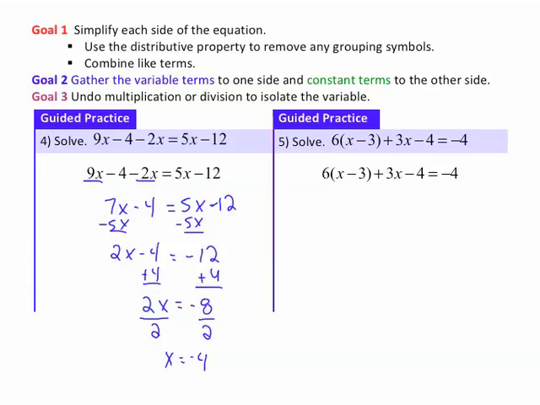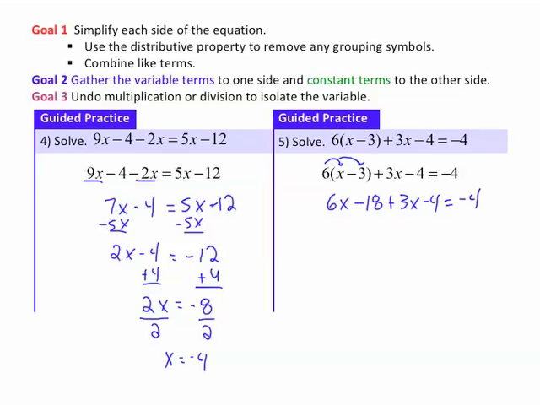Guided practice 5. We're asked to solve this equation. We want to start by simplifying, and we do have some distributive property to do, so we do that first. We distribute the 6 here. That would give me 6x minus 18. Rewrite the rest of this stuff. Plus 3x minus 4 equals negative 4.